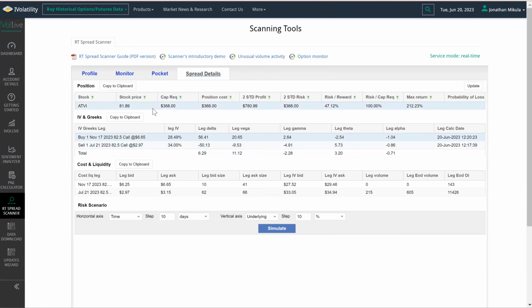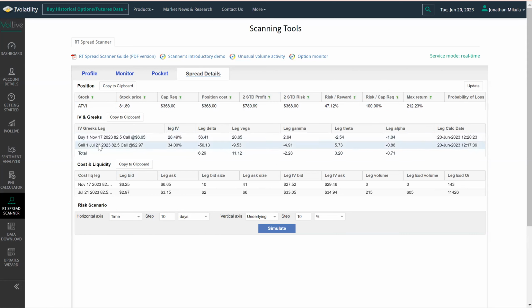Okay, here's Activision stock price. Here's the capital required to put on this trade. If Activision moves 2 standard deviations in our direction, here's our profit. Here's our risk, which is what we receive minus what we spend. Here's our risk reward. And of course, the potential risk when it says 100% is just saying if the spread expires worthless, then this is your max potential loss, right? $368 a contract.